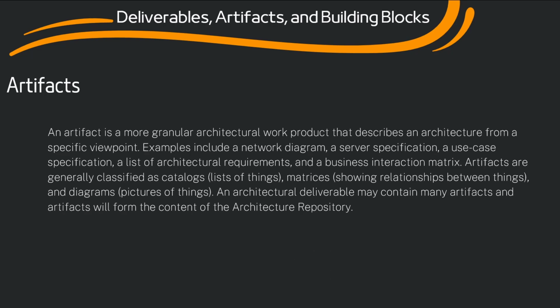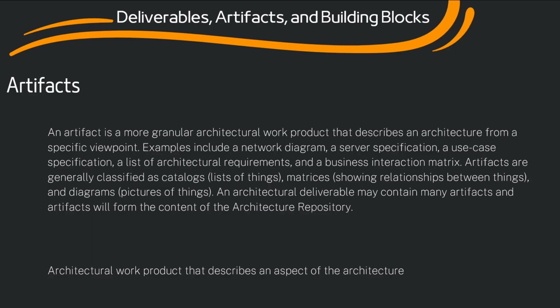Artifact. An artifact is a more granular architecture work product that describes an architecture from a specific viewpoint. Examples include a network diagram, a server specification, a use case specification, a list of architecture requirements, and a business interaction matrix. Artifacts are generally classified as catalogs, lists of things; matrices, showing relationships between things; and diagrams, pictures of things. An architecture deliverable may contain many artifacts, and artifacts will form the content of the architecture repository. We can say an architecture work product that describes an aspect of the architecture.